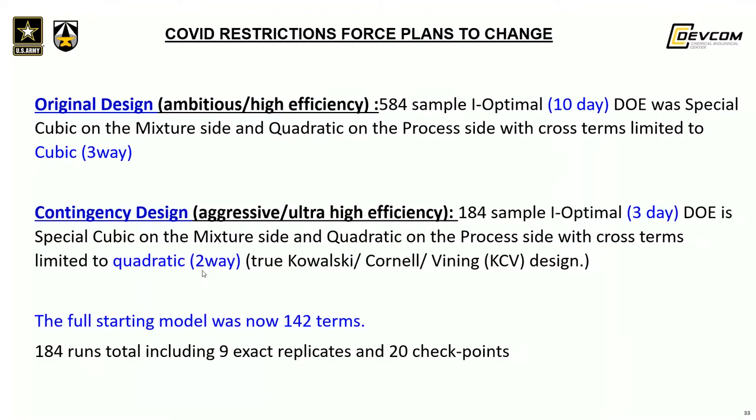So with great reluctance, we thought about that, and we said, well, we'll have to sacrifice those 3-ways. It could be a mistake. We'll go down to a true KCV design. We'll only cross this thing 2 ways. That gets it down to 184 runs, which we can do in 3 days. Still had 20 checkpoints in play. So we've gone from an ambitious design to what I call a somewhat risky, aggressive, ultra high efficiency design. If you remember that design space, we're saying that we're going to characterize that in three laboratory days. Something like that would have taken months or years previously.